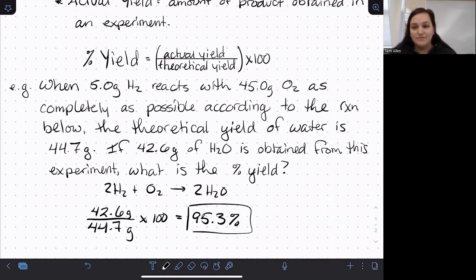Percent yield is a pretty simple concept, and is a nice way to gauge how a reaction went or what might be wrong with something. 95% for most reactions is a really good percent yield. The closer to 100, the better, generally speaking. This would be a good one. And that's all.